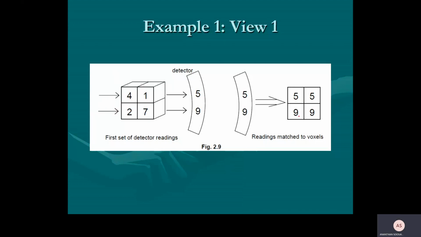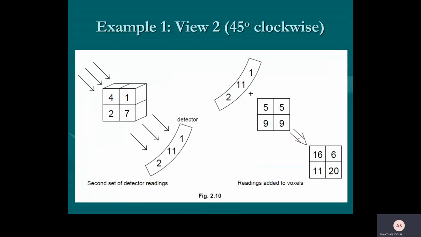In the exam, they will ask you to write this number. Just simply add: 4 plus 1 is 5, 2 plus 7 is 9. So it's all going to be 5599. Then the X-ray will be shone at 45 degrees. Same body, the original body is 4127.